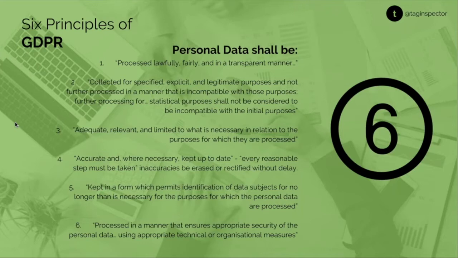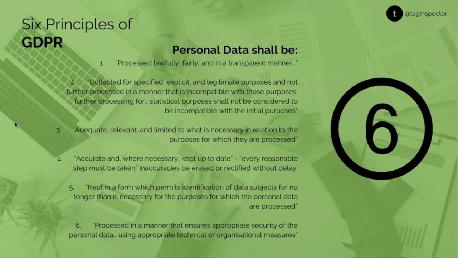So the 6 principles are: personal data shall be processed lawfully, fairly, and in a transparent manner. Basically, you have to have a lawful and actual business true reason for collecting the data. You can't just indiscriminately collect personal data about individuals, as well as individuals need to be aware of what personal data is being collected, how it's being used, who it's being shared with, all of that.